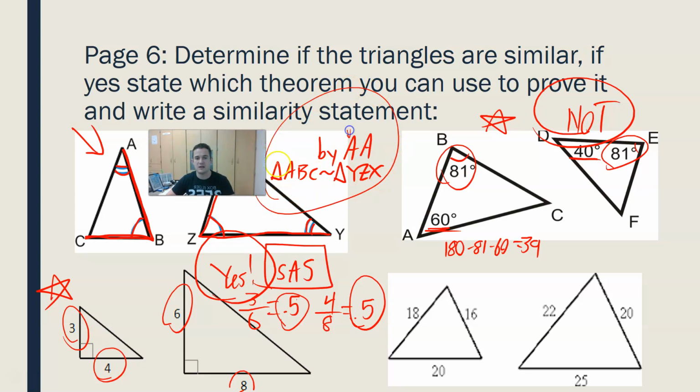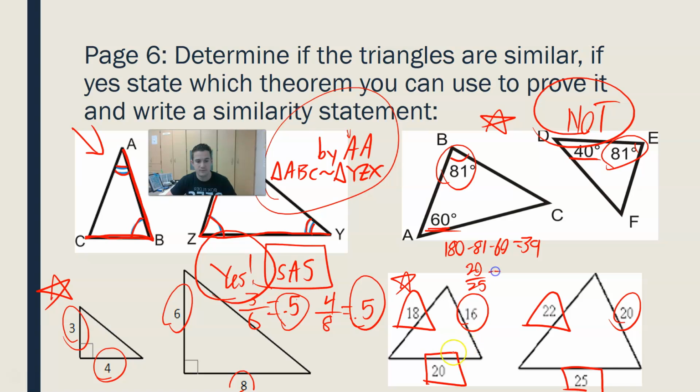These were similar by angle angle. These were similar by side angle side. Let's check this last one. So this one, I don't know any of the angles. I just know the sides, which is fine. These are going to be similar only if their corresponding sides, the ratios, are the same. So I'm going to go ahead and divide my longest sides. So let's say 20 divided by 25. Then I'm going to divide my smallest sides, 16 divided by 20. Then I'm going to divide my middle sides, 18 divided by 22. Let's see what those give me.